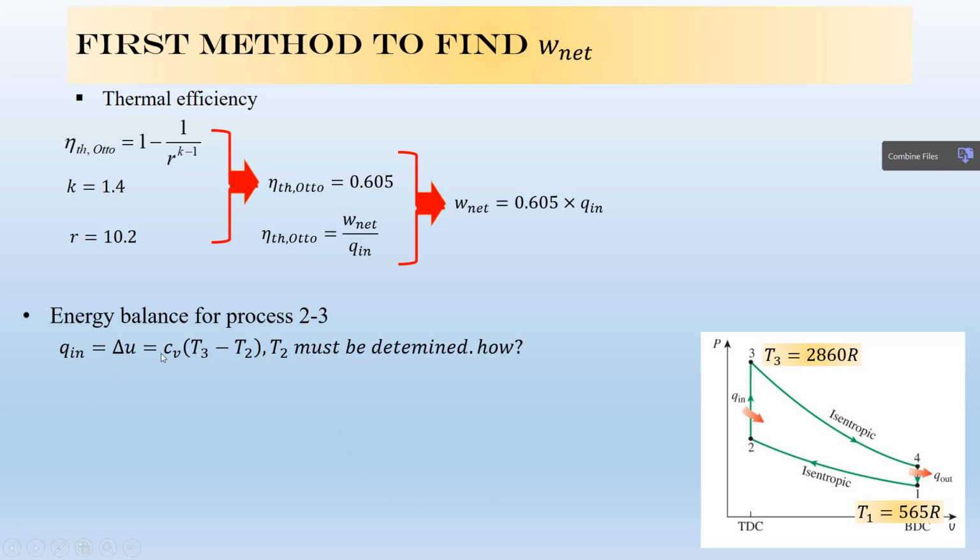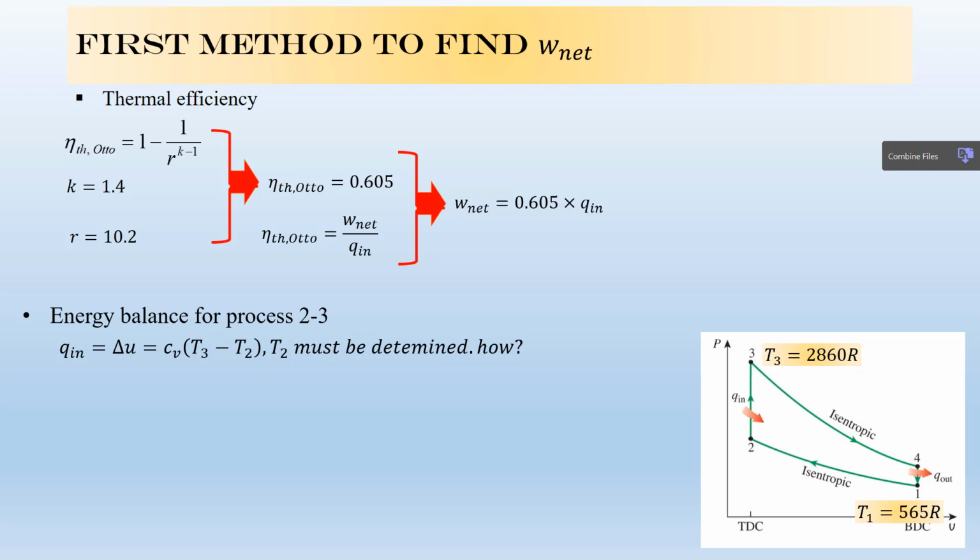So you can write delta U equals Cv (T3 minus T2). Again, guys, if you are asked to solve this problem by using the variable specific heats, you are not allowed to just write this equation, Cv (T3 minus T2), correct? So you should write Q in equals the delta U. However, in this problem, you are asked to use the constant specific heats. So you can write Q in equals Cv (T3 minus T2).